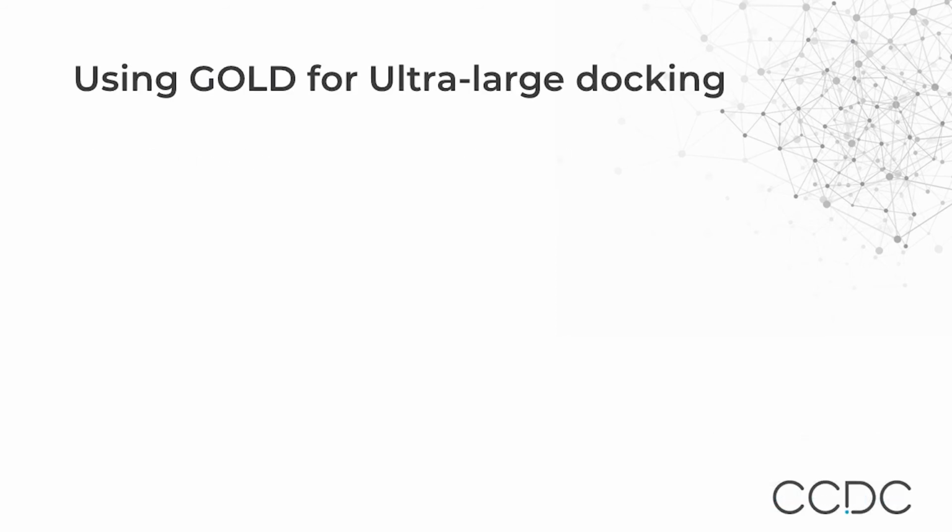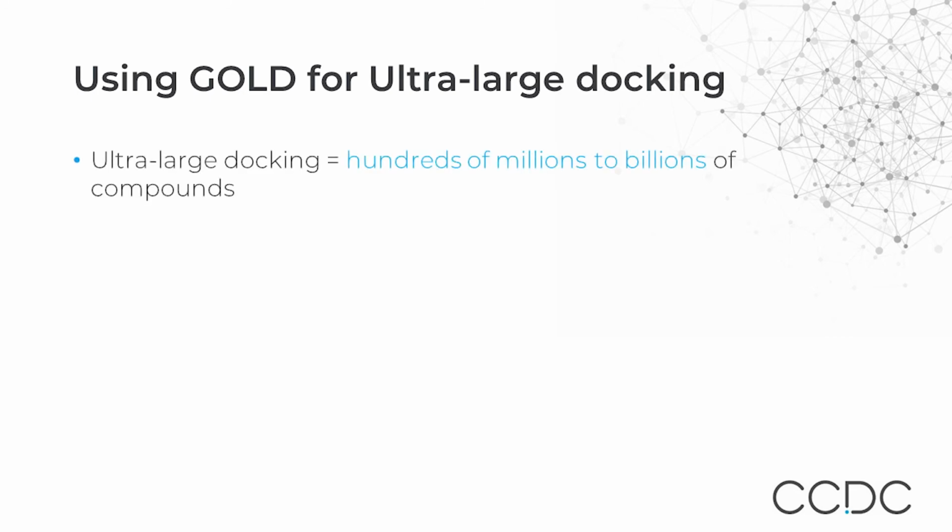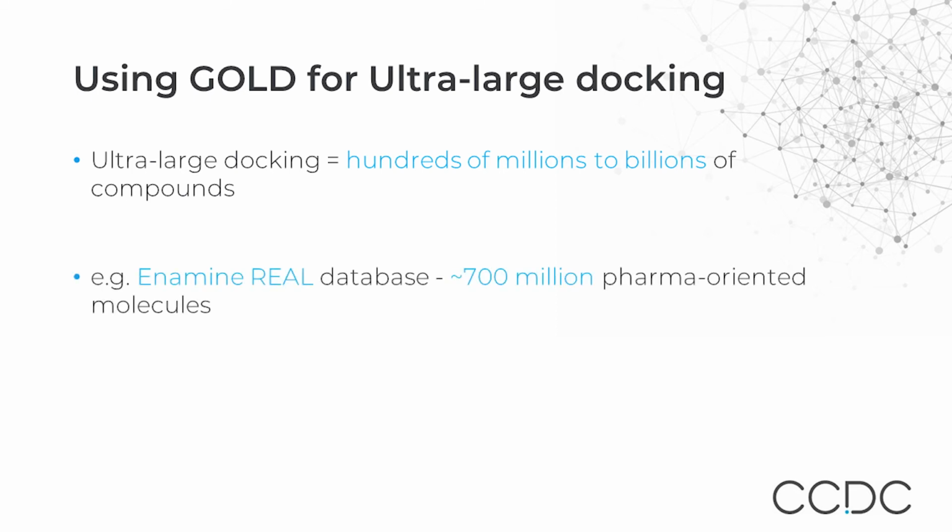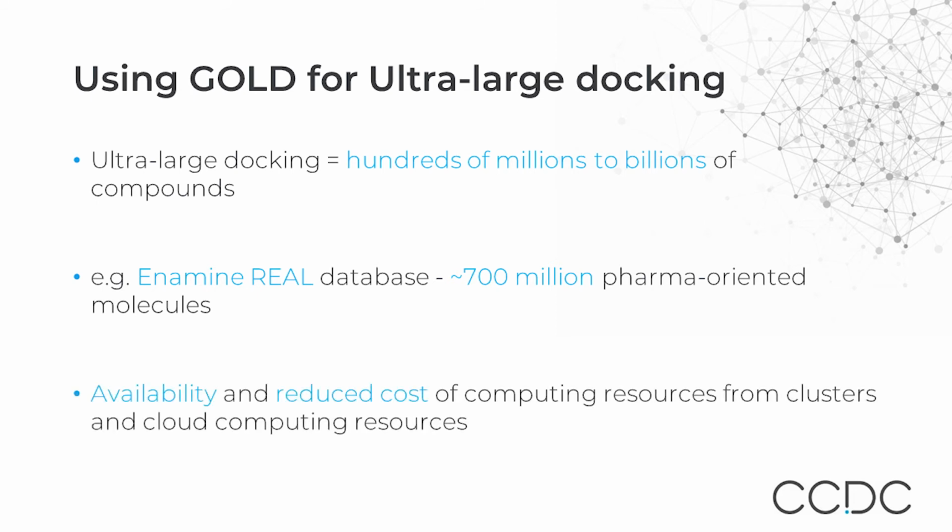Let me tell you now about using Gold for ultra-large docking. By ultra-large docking, we mean screening of millions to billions of compounds. For example, the Enamine Real database has about 700 million pharma-oriented molecules. At the same time, we have available to us, at a very reduced cost, large computing resources, such as clusters and cloud computing resources. They are allowing more of us to perform ultra-large virtual screens with docking methods.